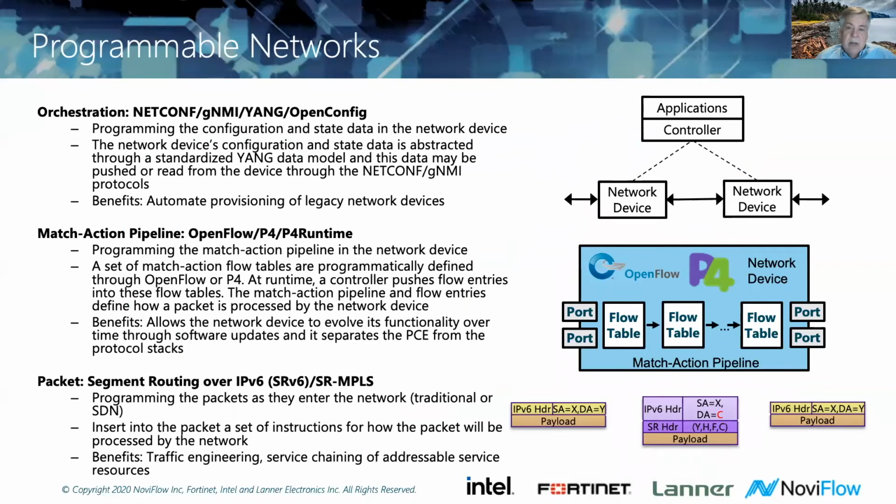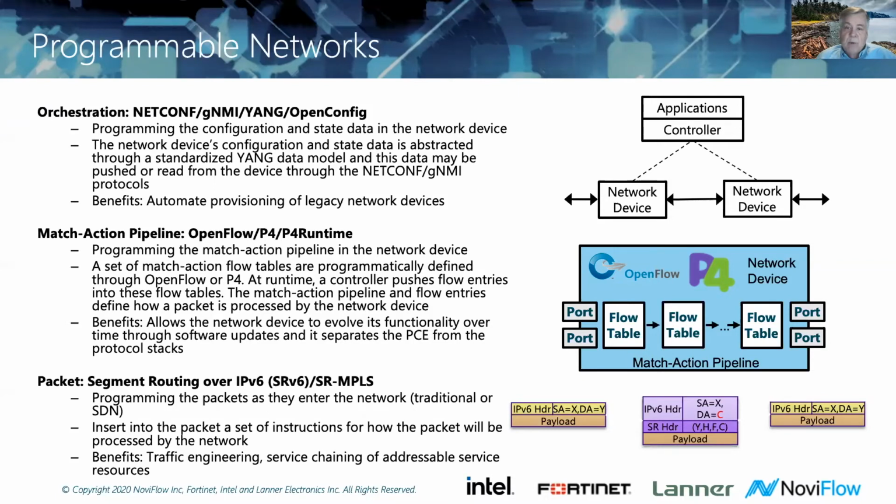This slide describes the three distinct ways that you may program the behavior of a network. These three ways are not mutually exclusive and are often used in conjunction. The first way to program a network is at the orchestration level. At this level, you program the configuration and state data of the network devices. The network device configuration state data is abstracted through a standardized data model, such as a YANG model, and then this data structure is written or read from a controller using NETCONF or gNMI protocols.